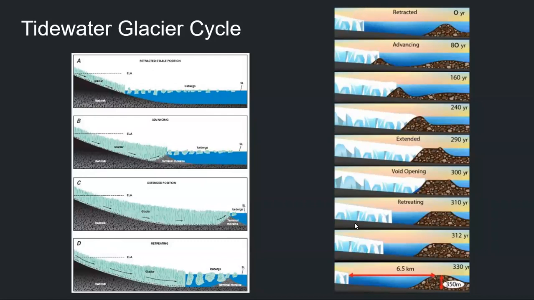And that is what is represented here on the right panel. We start at the retracted stable position. The glacier is advancing and pushing its moraine. It's protecting it from deep waters, and it reaches that extended position. And at some point, a void starts opening into the deeper parts, and the glacier retreats back to where it was in the retracted stable position. And that's how you can get a tidewater glacier that breaks away super quickly in a very short amount of time. And that's also how you can have a tidewater glacier that advances even in the context of global warming.